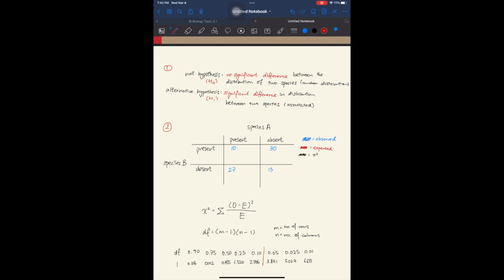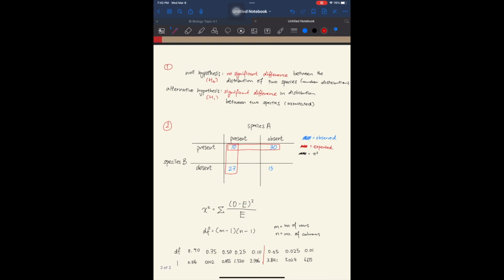Now let's calculate the expected value. To calculate the expected frequency, or expected number of species, we would first calculate the row totals. For example, I'm trying to calculate the expected value for squares that are present with both species. We would take the row total, multiply it with the column total, and then divide it by the grand total, the total number of squares. The grand total here, I've already previously calculated. It is 82.